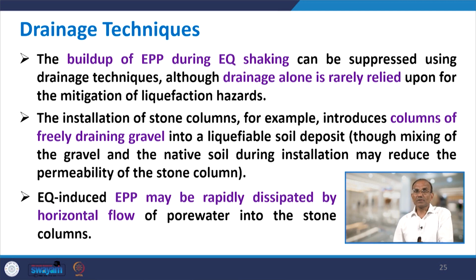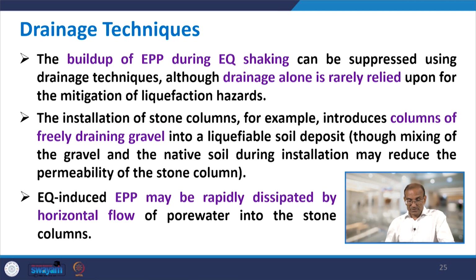The installation of stone columns, for example, introduces columns of freely draining gravels into a liquefiable soil deposit, though mixing of the gravel and the native soil during installation may reduce the permeability of the stone columns. So, when the permeability of the stone columns is reduced, what will happen? If you have higher permeability, then you have better drainage, and the chances of pore pressure generation automatically get reduced, because in higher permeability the drainage system works better, that means the water may be easily drained out. So, dissipation is faster.